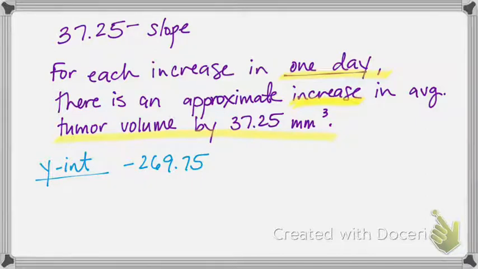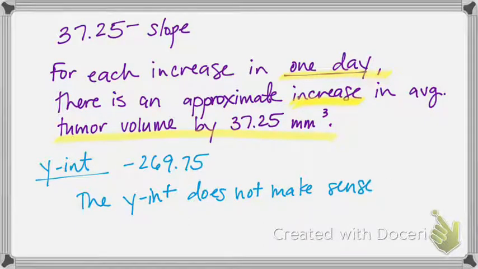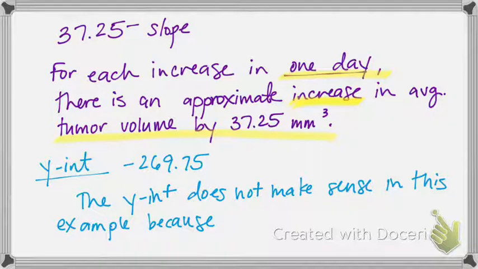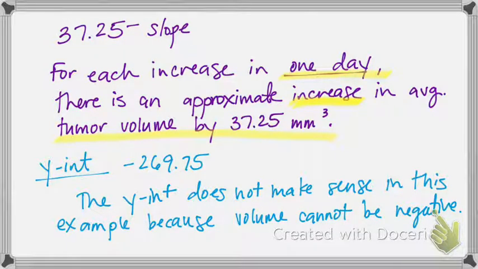So the y-intercept does not make sense in this example because volume cannot be negative. That's what I mean by discerning whether it makes sense or not. Now, if you had a positive answer, could this make sense technically? Yes. Does anyone have any idea as to why we have a negative data set?